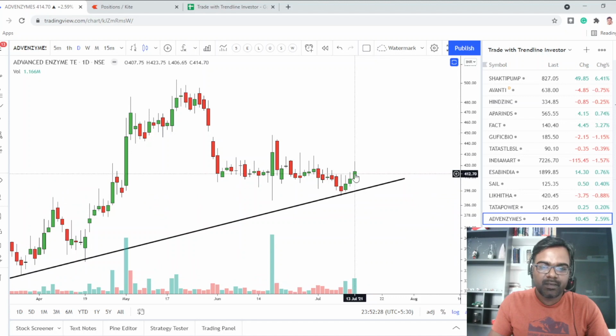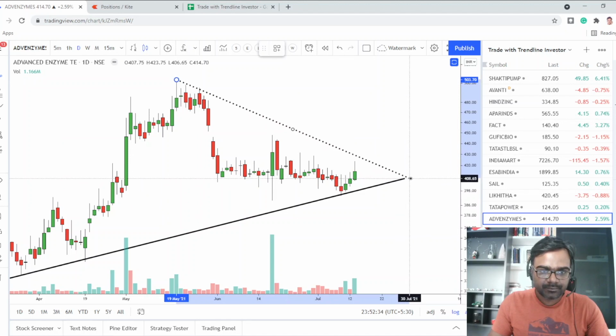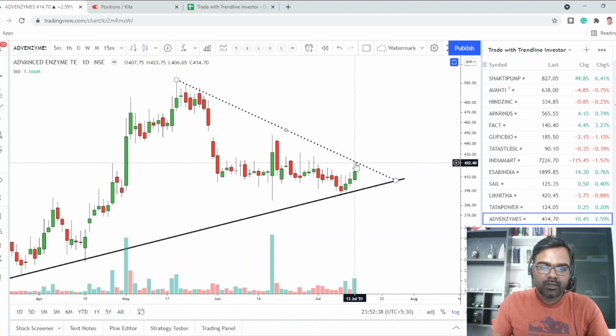So this is picking up pace. Now all we need to see is a breakout from this zone over here. So we can take this zone. So a breakout from this zone over here. Probably if you do a retest again around these zones, around this level, then you can still look at adding the stock. So that's my view on the stocks, guys.